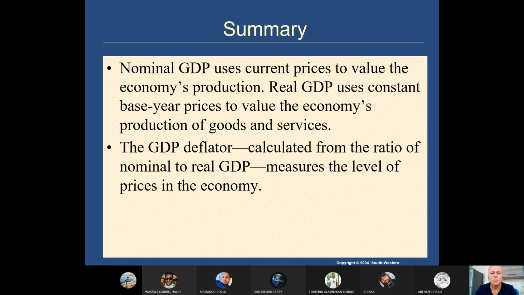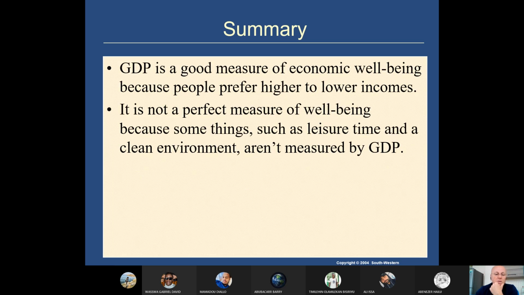Nominal GDP uses current prices to value the economy's production, and real GDP uses constant base year prices to value the economy's production of goods and services. The GDP deflator is the ratio of nominal GDP divided by real GDP, for measuring the level of prices in the economy. And of course, GDP is a good measure of the economy's well-being because people prefer higher to lower incomes. Therefore, it also contributes to life expectancy.